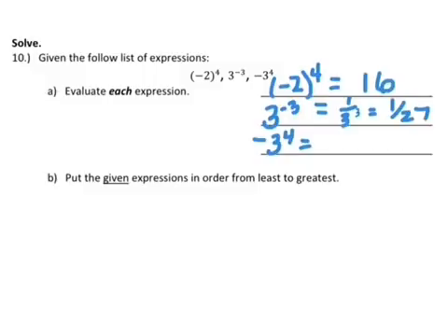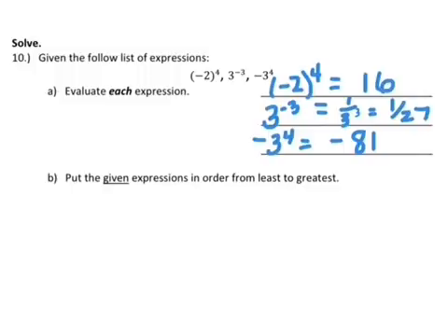And negative 3 to the fourth power is negative 3 times 3 times 3 times 3. Notice the negative is not in a grouping symbol. Therefore, the negative is just going to come along, come out front. So our answer will be negative 81.